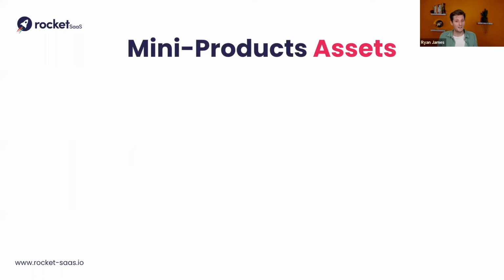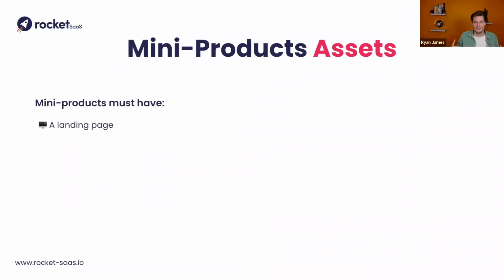So the assets that a mini product must have: a landing page. You need to get people to sign up to it. You need to get people to fill out a form. You can create landing pages with your web developer, or you can create it with HubSpot, for example, if you're using that as a CRM. It must have a PDF brochure.